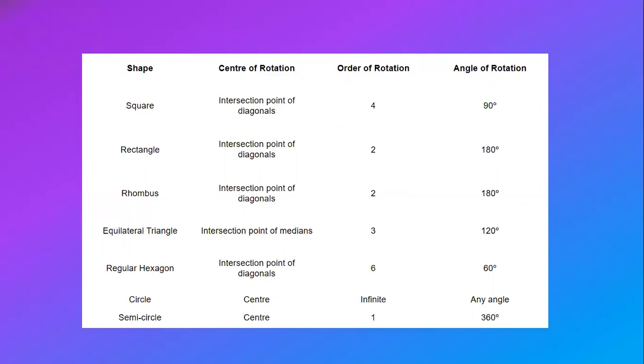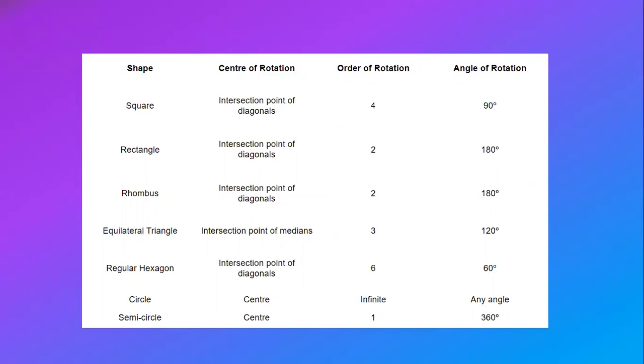Equilateral triangle, we have already seen: the center of rotation is at the intersection point of the medians, the order of rotation is 3, and the angle of rotation is 120 degrees. In the case of a regular hexagon, the center of rotation is at the intersection point of the diagonals, the order of rotation is 6, and the angle of rotation is 60 degrees.